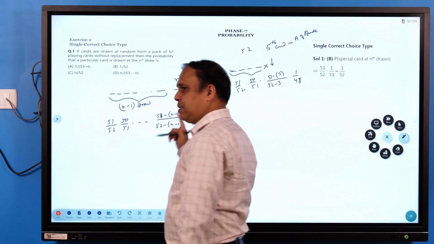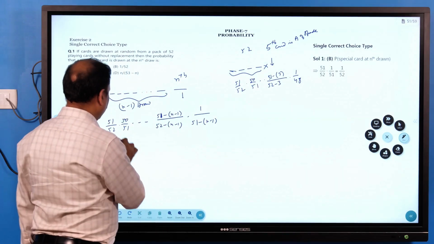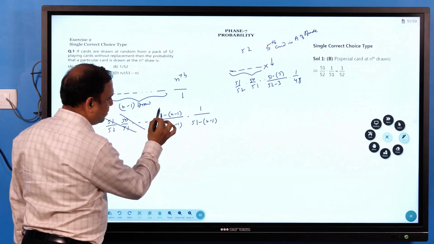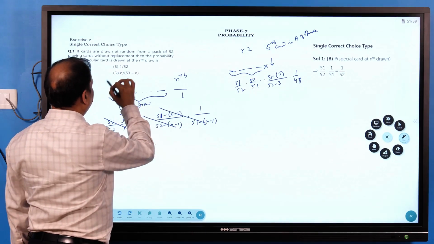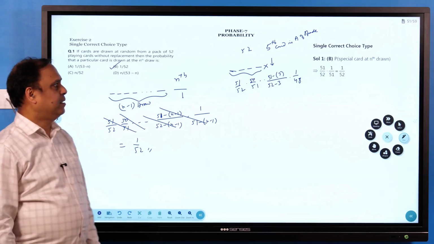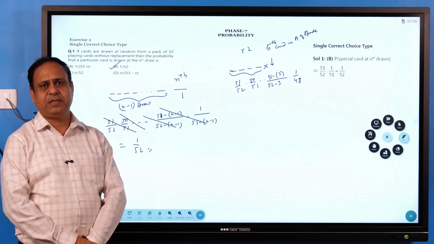So in this way, you can connect how this data is coming. So all this will get cancelled out. So the answer will be 1 upon 52. So 1 upon 52, option B, is the correct answer. So a very good question for the concept. Thank you.